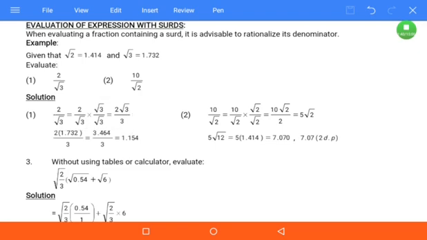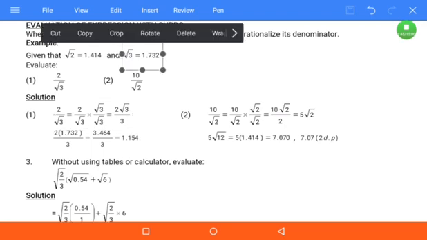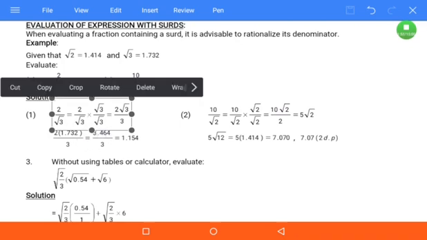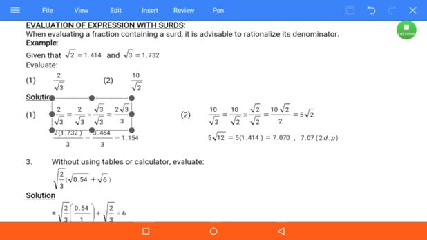That's good. But we can't stop there because I've been given that root 3 is 1.732. So slot in the value of root 3 here. So we have 2 times, instead of writing root 3, we write 1.732. And that will give us 3.464 over 3. Therefore, if you divide using your calculator, you have 1.154. That is clear and simple.